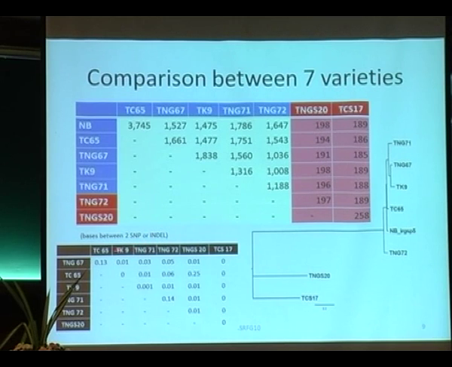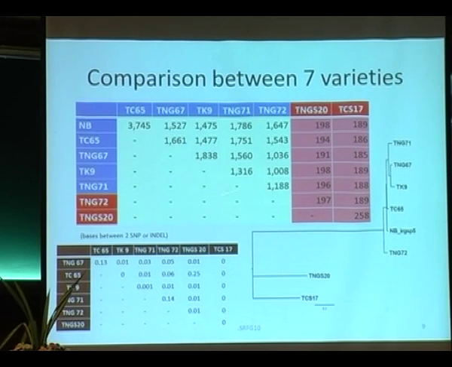And compared to the pedigree, based on the coefficient of relationship from the pedigree, you can see that, taking Tiger 9 as an example, it's actually not very far from the Nipponbare here.